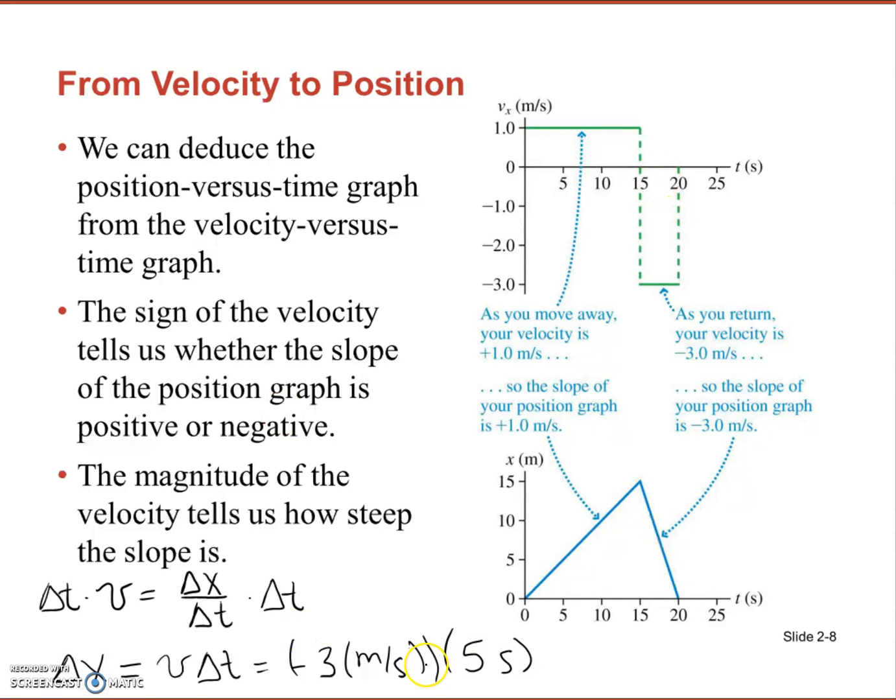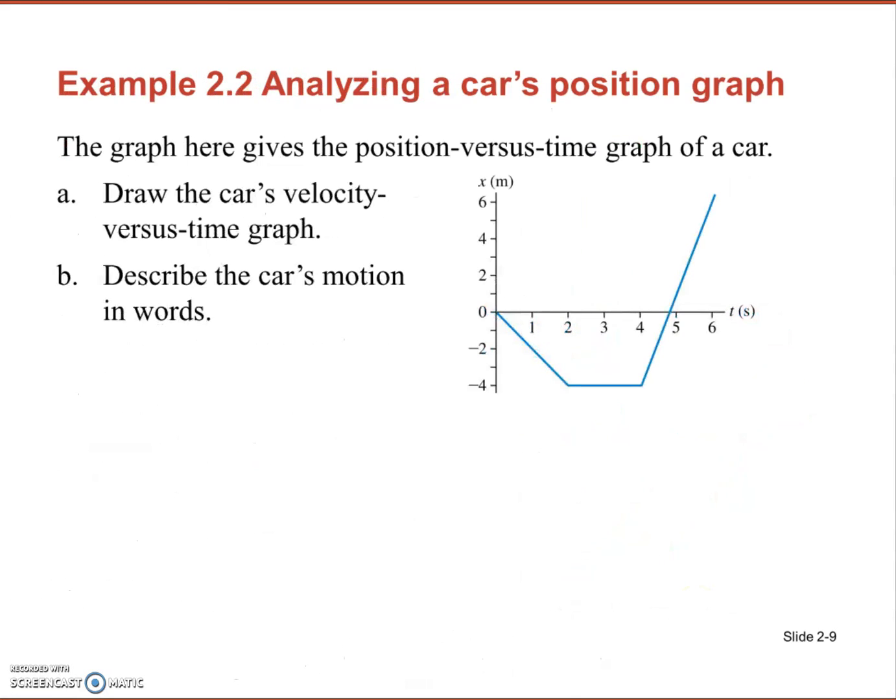Notice that I'm including the units here. The seconds cancel with seconds. 5 times 3 is 15. Don't forget that negative sign. And I've gone -15 meters, which means I must end up back at the origin. And look at this. If I draw this graph, the slope of this is indeed -3 meters per second. Okay, good. Let's do an example.